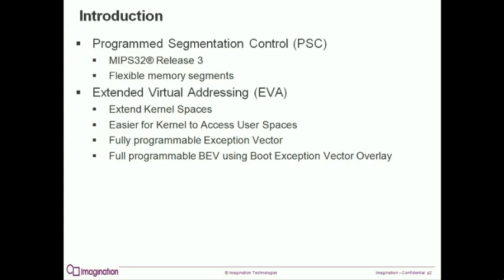In previous releases of the architecture, the memory scheme is static in the allocation of memory and the assignment of attributes for the different memory segments. In Release 3, the program segmentation control provides a more flexible memory segment. An OS such as Linux can use program segmentation control to extend kernel and user spaces without losing performance. This is called Extended Virtual Addressing, or EVA.